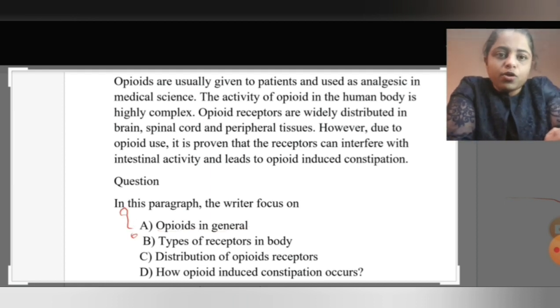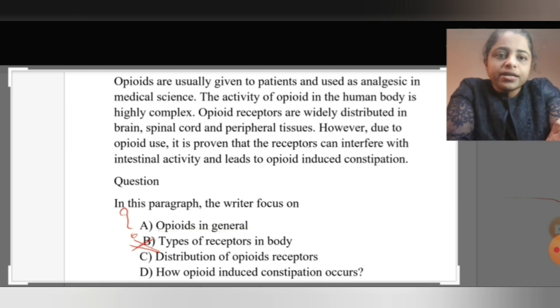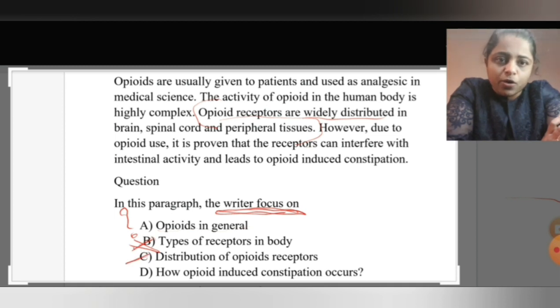Now, option B says types of receptors in the body. Yes, it does talk about the types of receptors, but the question says what the writer focuses on. Each and every sentence of this paragraph starts with opioid, so that is definitely not what the writer focuses on. So I'm going to close that option B. Now, distribution of opioid receptors is option number 3. If you see that opioid receptors are widely distributed, yes, it does say so in the paragraph, but again, what is the question? What the writer focuses on. This is not what the writer focuses on. So I'm going to cross out option C.